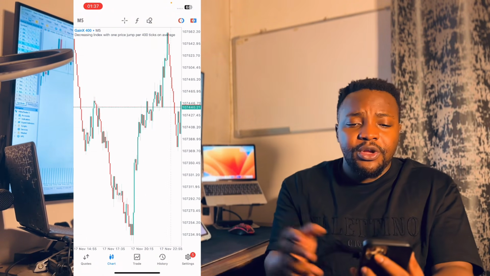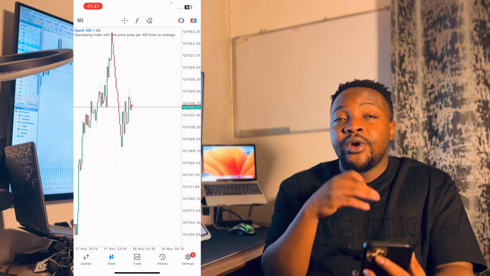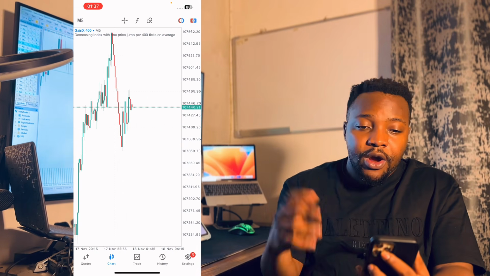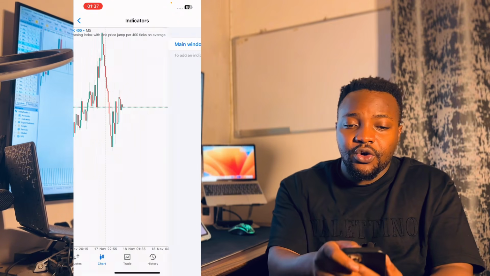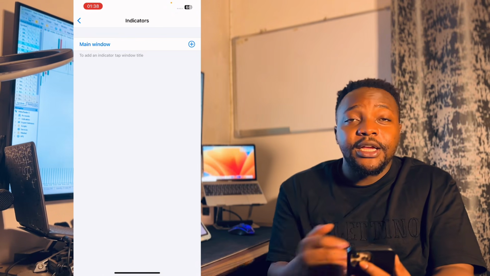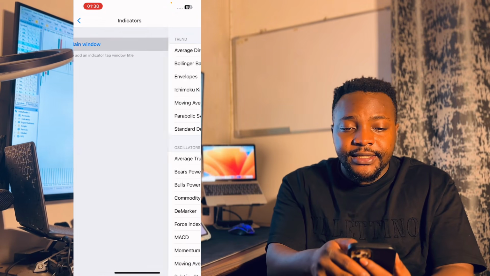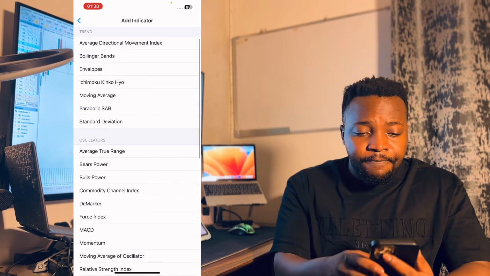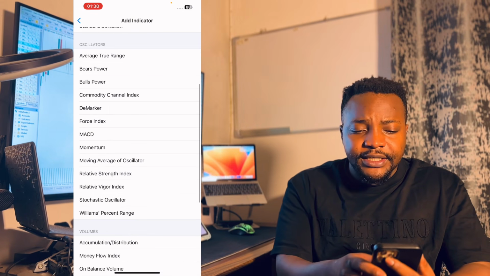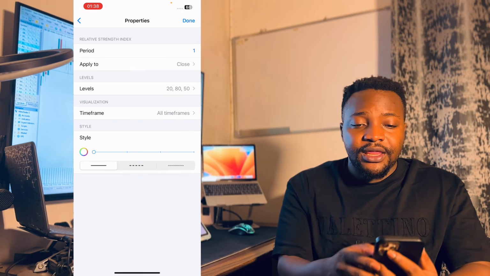So we are going to be using very simple indicators to find our entries. And the first indicator that I want to install is going to be the RSI. So I'm going to head on to the indicators section, click on main window, and then our first indicator is going to be the relative strength index.